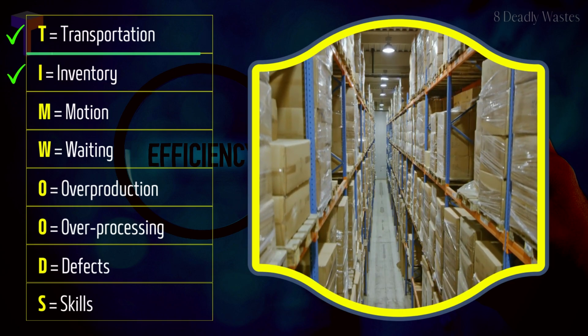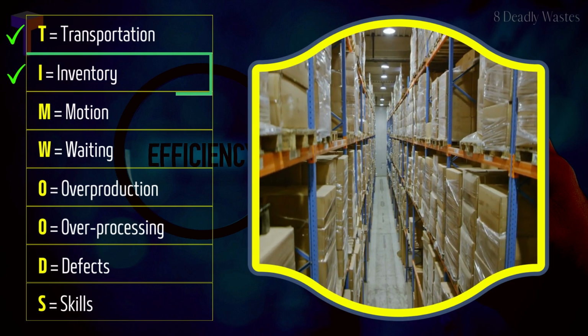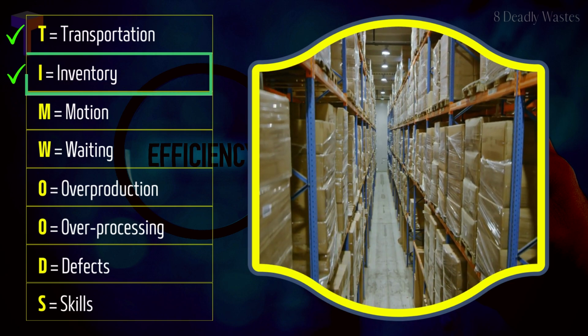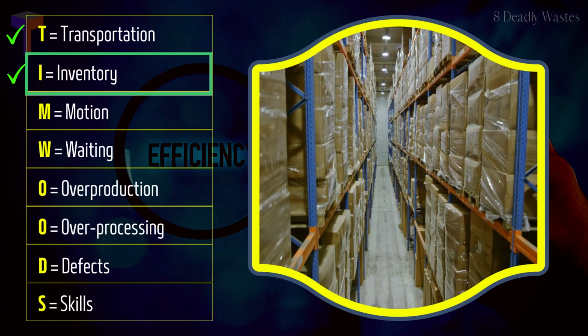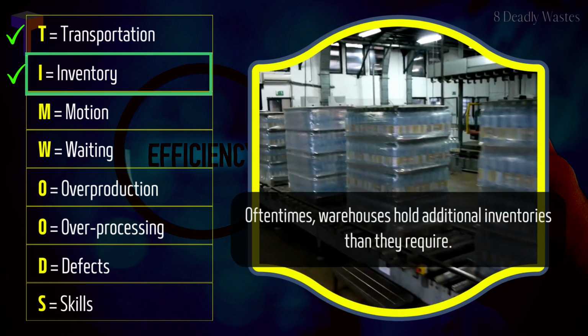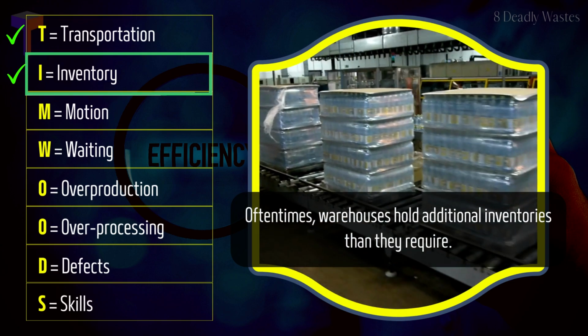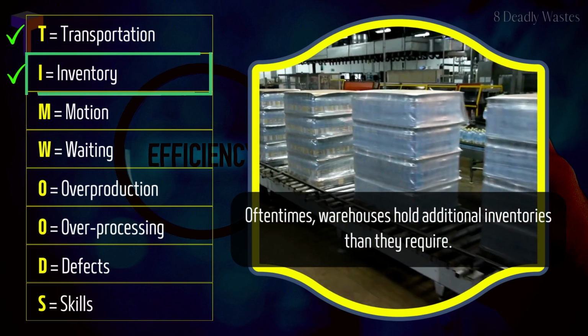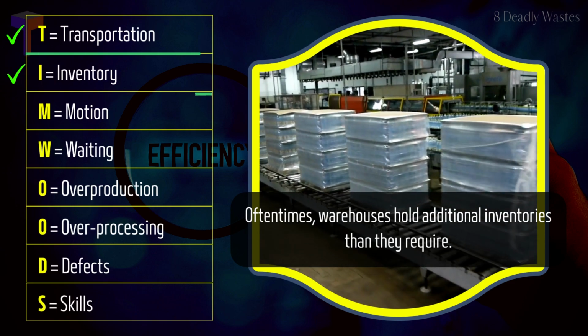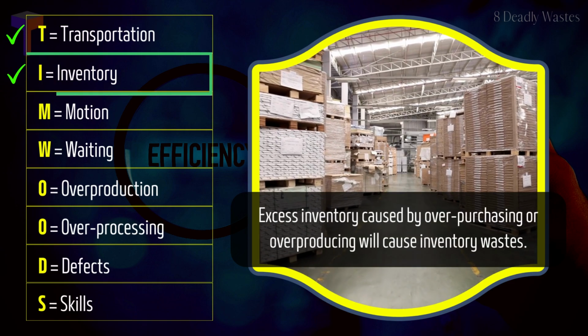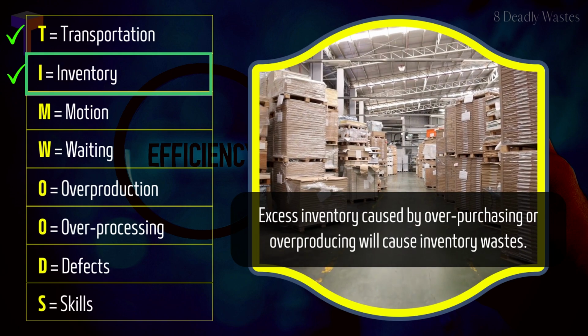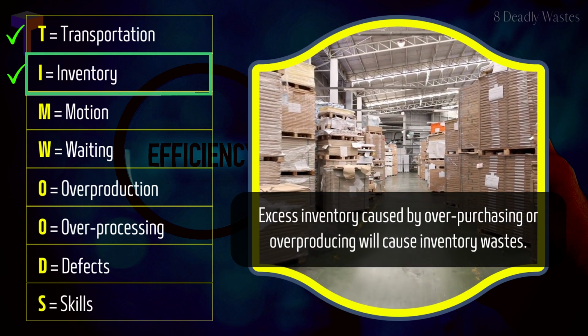Number 2. Inventory. Having more inventory than needed gives rise to many problems. Oftentimes, warehouses hold additional inventories than they require to sustain a steady flow to meet sudden customer demands. However, these excessive inventories never add any value for the end customer and end up piling in the warehouses instead.